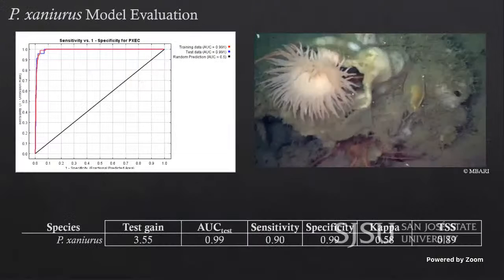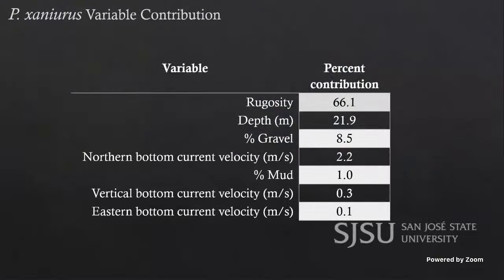Looking at the P-Xaniurus model evaluation, the final model's test AUC indicated that the model was able to derive robust potential suitable habitat as well. And in the table below, all additional measures were in agreement again that the model performs better than it would at random. Looking at the 7 final variables used in the P-Xaniurus model, again, rugosity and depth had the majority percent contribution, with the remaining 5 contributing very little to the final model. So again, I will only be focusing on rugosity and depth.